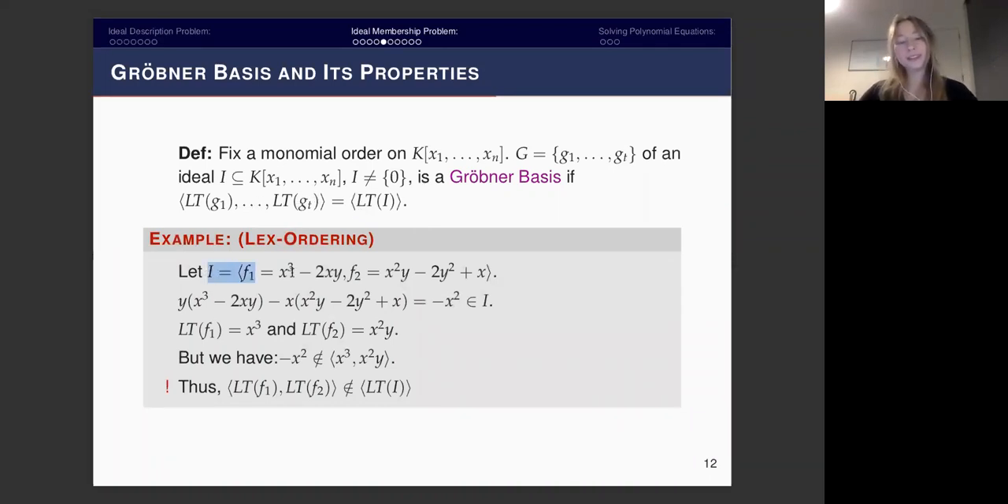Let's consider the ideal generated by f1 and f2 as follows. I can somehow obtain minus x squared to be an element of the ideal, but the leading term of f1 is x to the power 3, and the leading term of f2 is x to the power 2 times y. But clearly, minus x squared is not an element of the ideal generated by the leading terms of f1 and f2. So I say that f1 and f2 do not form a GROBNER basis for the ideal I.